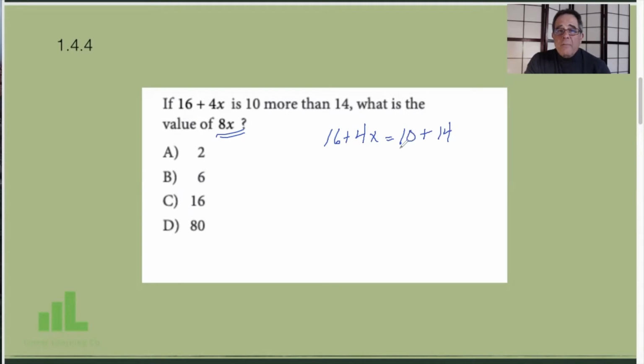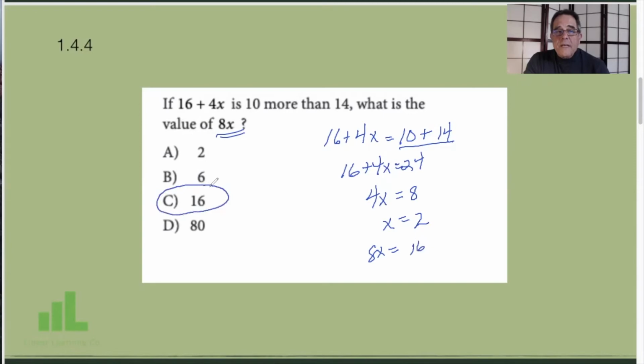Okay, got to get our numbers all by themselves. 16 plus 4x is going to be 24. And 4x is going to be 24 minus 16, or 8. X would then be 2. And 8x would have to be 8 times 2, or 16. There's our answer. Piece of cake.